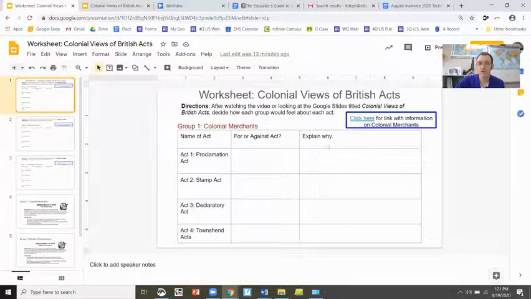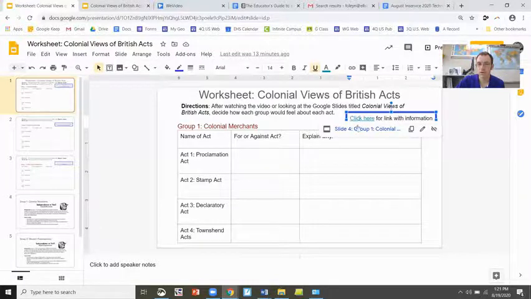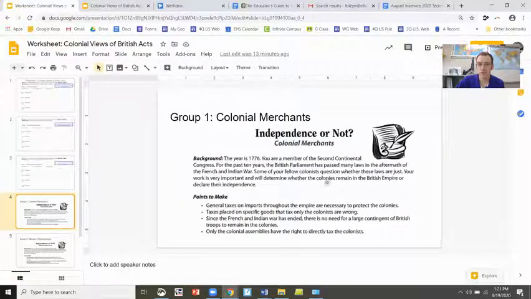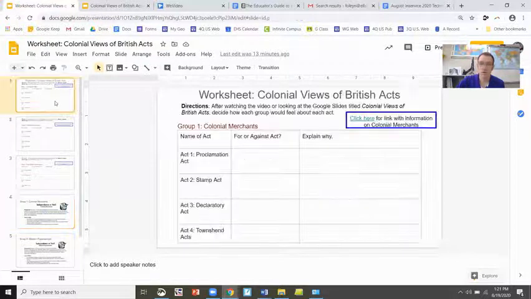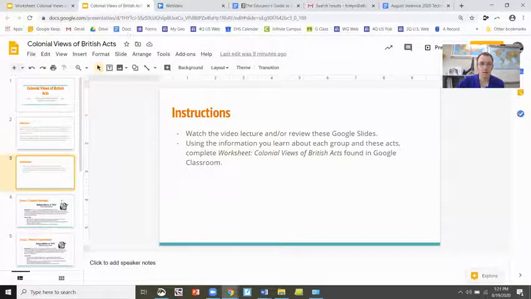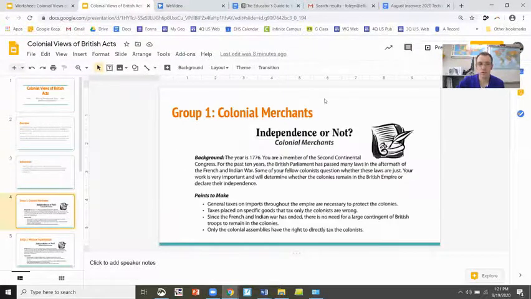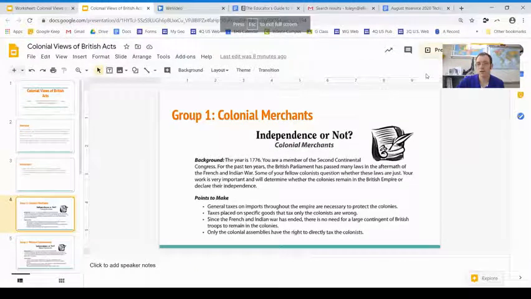Now, for each of these groups, you also have other information. On the worksheet, you can click right here, and that'll take you to the information about that group. So you kind of understand what that group's about, how they feel, things like that. So you'll use this information along with the information you're going to learn about the acts to figure out, would they have agreed with this or not? Okay, so let's go back here and we're going to start looking at each of these groups and how they would feel in this situation.